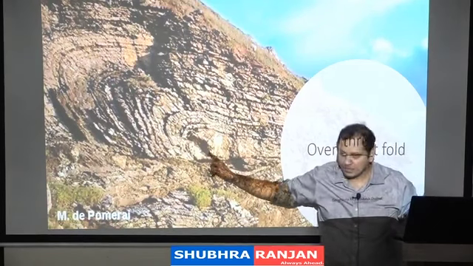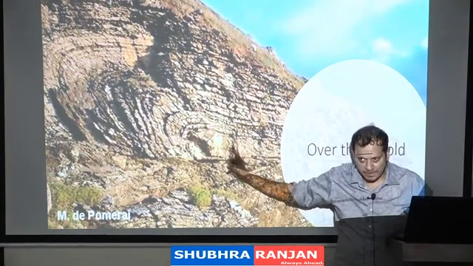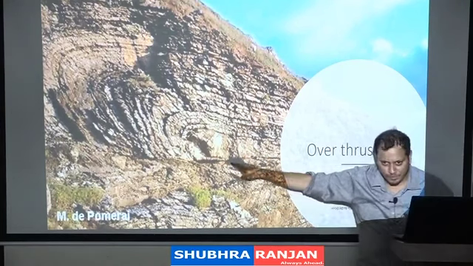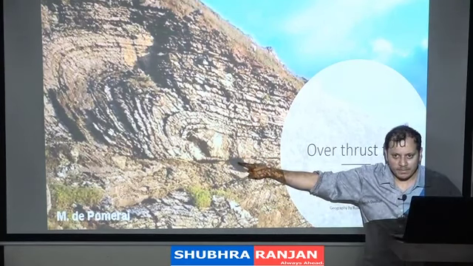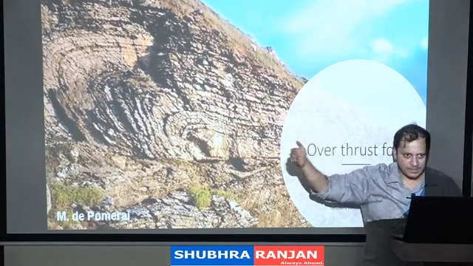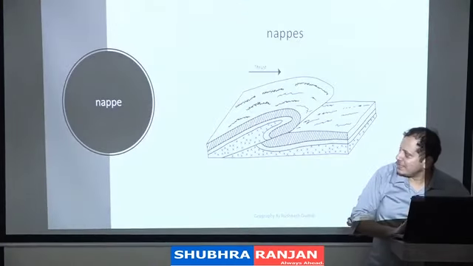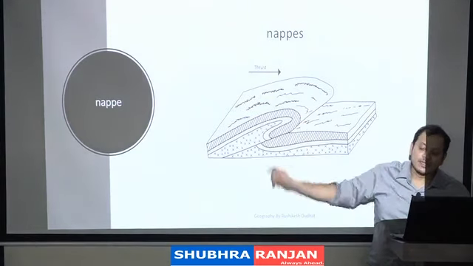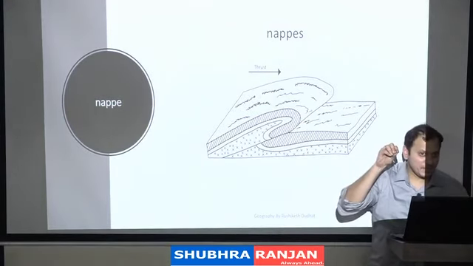So the limbs break here. Can you see यहाँ पे the limb has broken, and उसके बाद it will be further taken away. And when they move, we call this a nappe. Nappe को identify करना इतना आसान नहीं है.